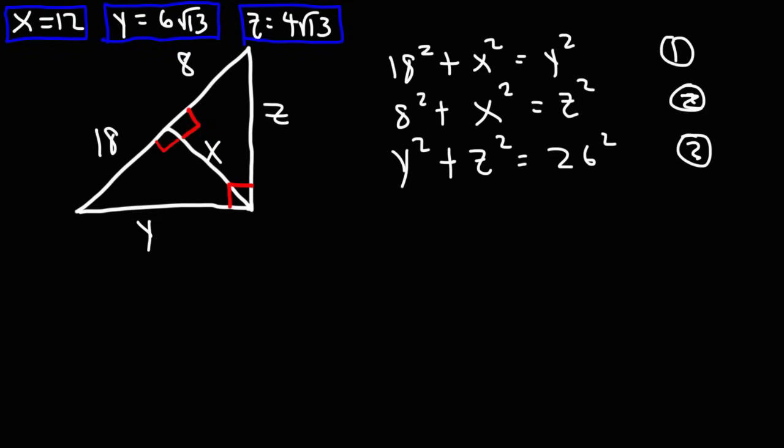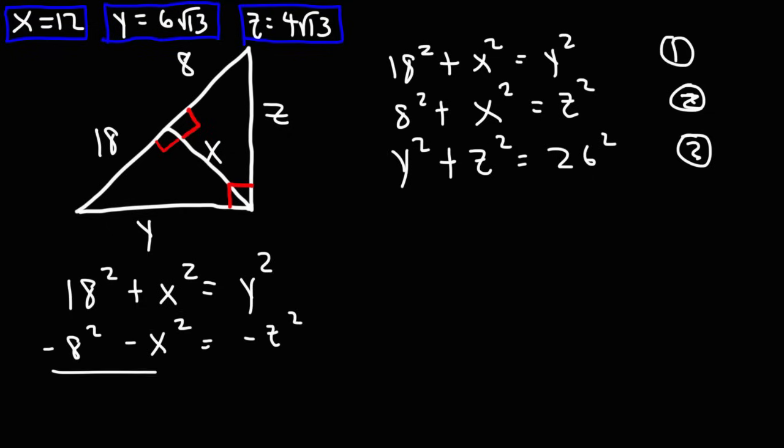So what I'm going to do is subtract equation 2 from equation 1. So I'm going to rewrite equation 1. And then I'm going to multiply equation 2 by negative 1. So this would be negative 8 squared minus x squared equals negative z squared. Next, I'm going to add these two equations. Notice that x squared will cancel. So I get 18 squared minus 8 squared is equal to y squared minus z squared.